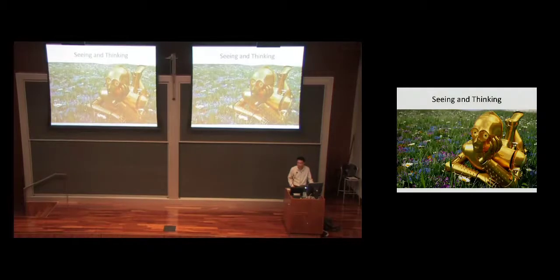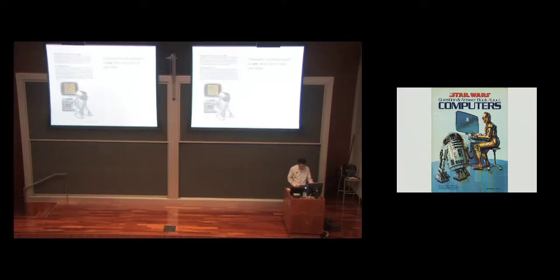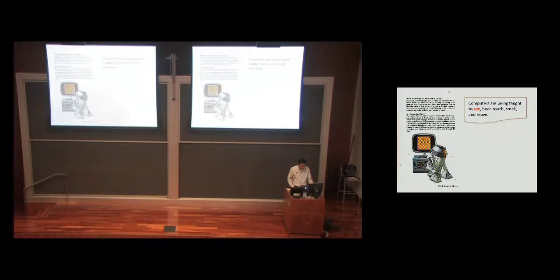We can probably all agree that we would like to have machines that can see and think. In fact, we have been imagining such machines for a long time. Let me show you an example. This is a magazine for kids from the 80s. Inside, it was telling kids what computers are and what they can do, and in particular, how smart computers are. It says that computers are being taught to see, hear, touch, smell, and move. They are also being taught to think, learn, and be creative.